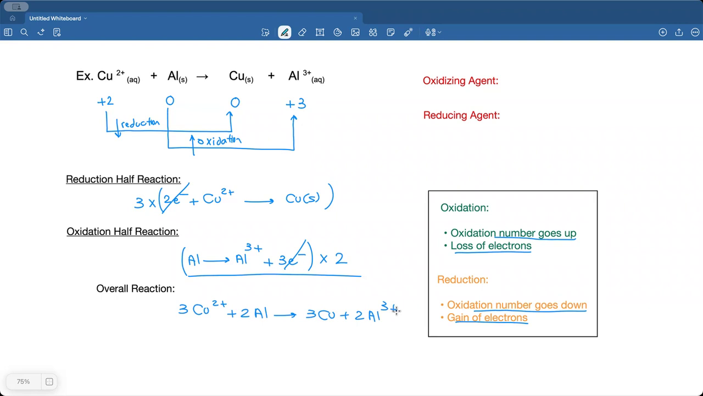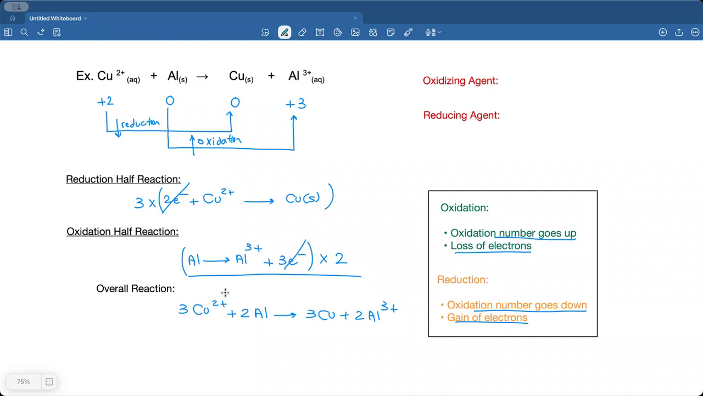As you can see, it's not as simple as just saying there's a copper on the left and a copper on the right, or an aluminum on the left and aluminum on the right. The charges have to balance too. So now we have a net of +6 on the left and a net of +6 on the right, and that's why this reaction is actually balanced.